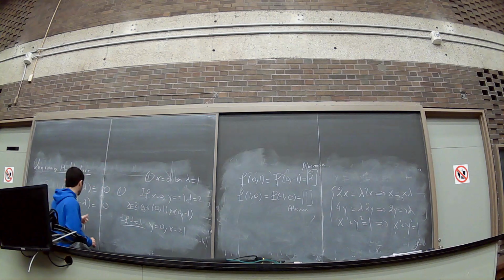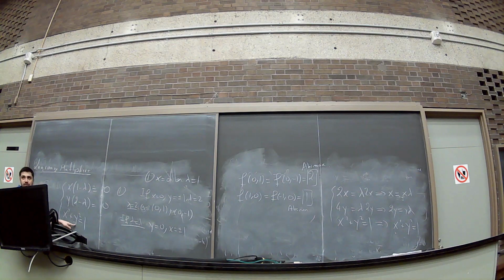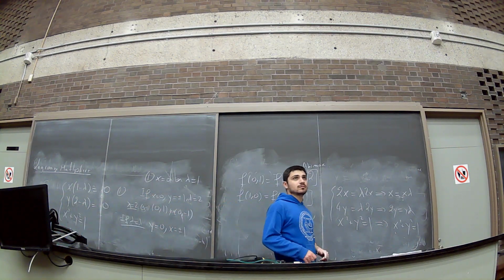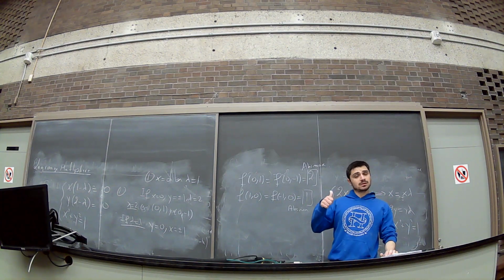Okay? Plug in lambda equal to 2, what do you get? 0 is equal to 0, that's good. X times 1 minus 2, so minus x is equal to 0. What is the value of x? 0. So if x is 0, what are the values of y? Plus or minus 1. Right? Because y squared is 1. So far so good? Yeah?